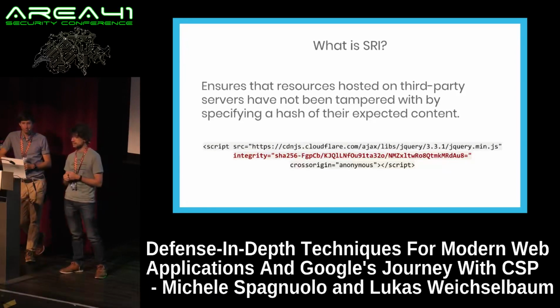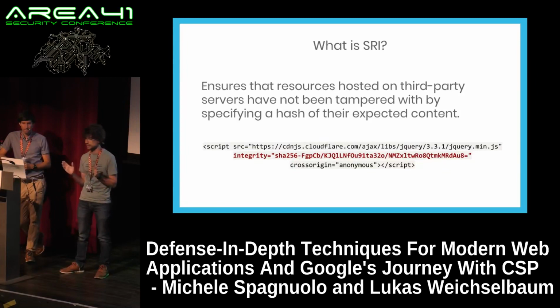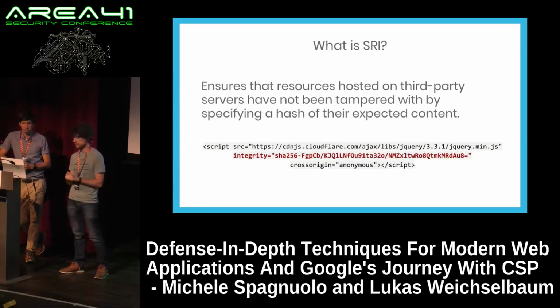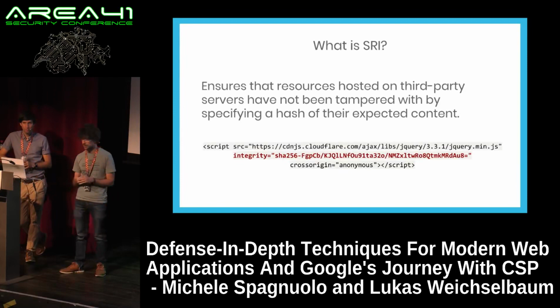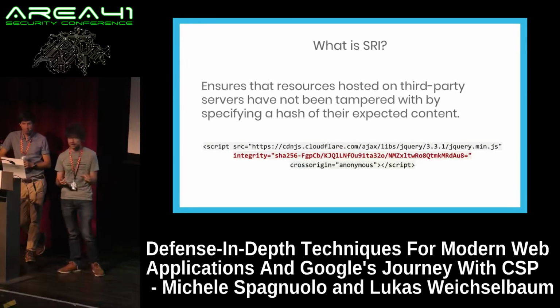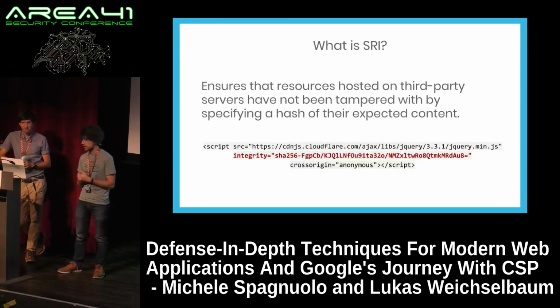So SRI basically ensures that resources hosted on third-party servers have not been tampered with by doing an integrity check with a hash. So what you have here is a script tag, in this case from a CDN loading jQuery. You add integrity and you add a SHA-256 hash of the content of the script. How do you generate it? Well, for common libraries like jQuery, oftentimes you can basically copy-paste the script tag, which already has the integrity attribute, so there is no work from your side.